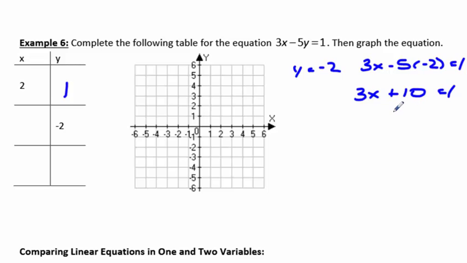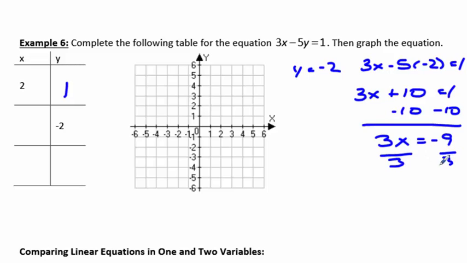To solve for x, we're starting by subtracting the 10. So that gives us 3x equals negative 9, and divide by 3 on both sides. Gives us an x value of negative 3. So this one's going to be negative 3, which goes along with the negative 2 value of y.